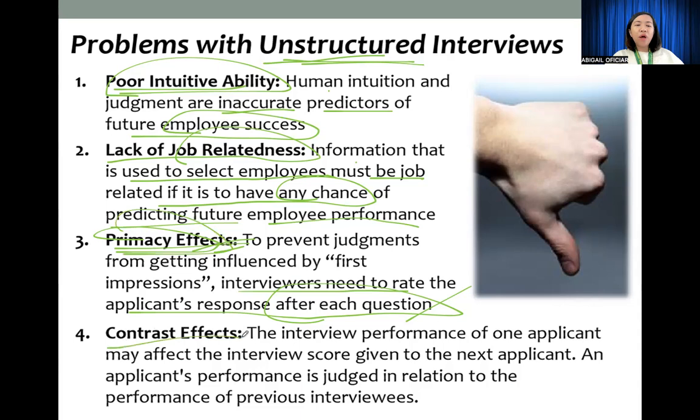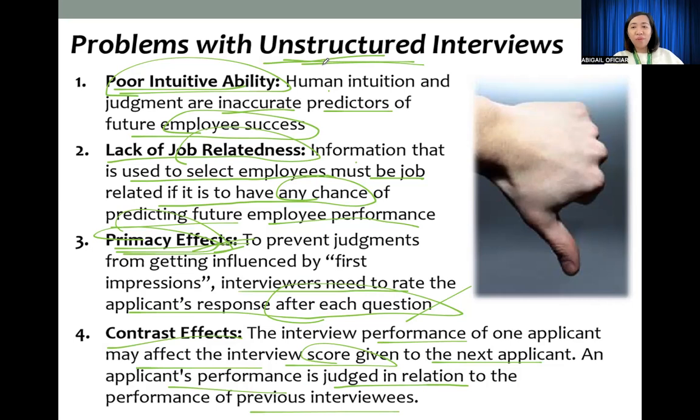Okay? How about contrast effect? The interview performance of an applicant may affect the interview scores given to the next applicant. An applicant's performance is judged in relation to the performance of previous interviewees. Remember, when it comes to unstructured interview, there is no standardized scoring system. So, there is a possibility that instead of using rubric, depende na lang yung pag-scoring natin.